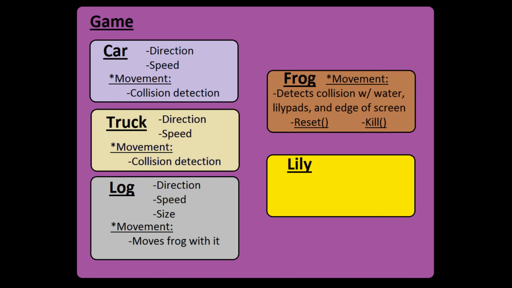When it comes to our final object, Lily, it's quite different from the rest. It's non-moving, but it still has collision detection, right? A Lily knows that a frog lands on it, and then it does certain things.